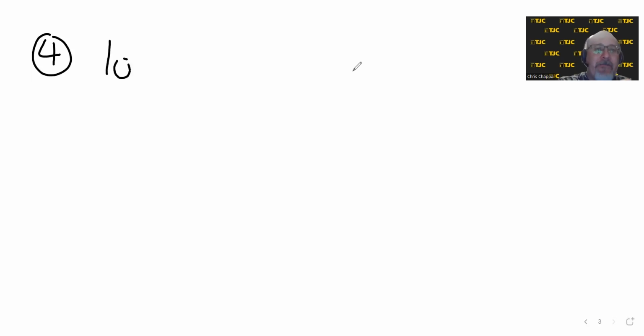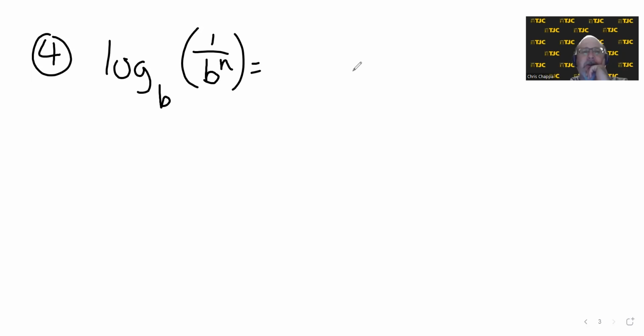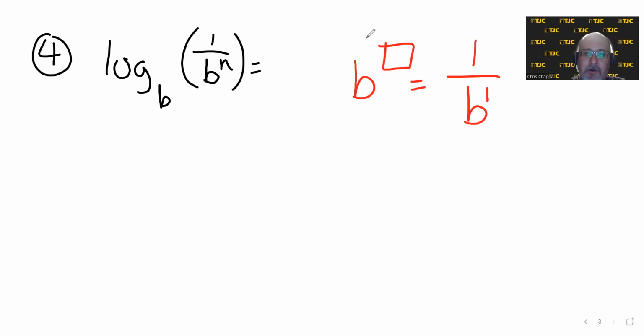What if you have a log, any valid base, so positive but not 1, and your argument is 1 over that base to a power? Let's think about this for a second. This is asking what power would I put on the base b to get 1 over b to the nth power? Well, what exponent rule creates reciprocals? The negative exponent rule. b to the negative n power is 1 over b to the n power, which means that logarithm is equal to negative n.